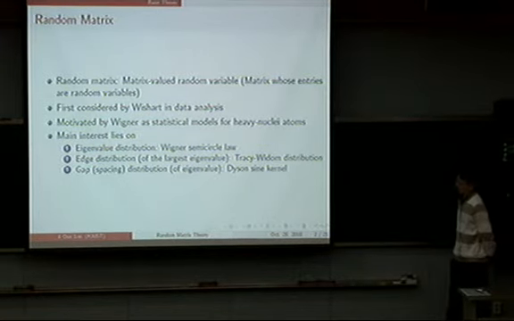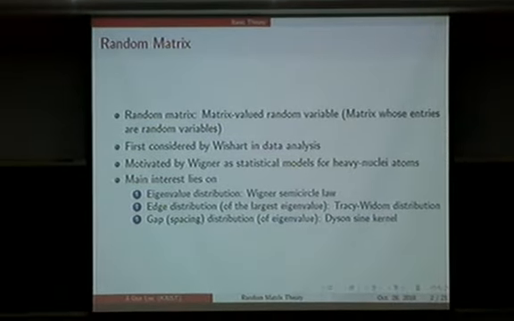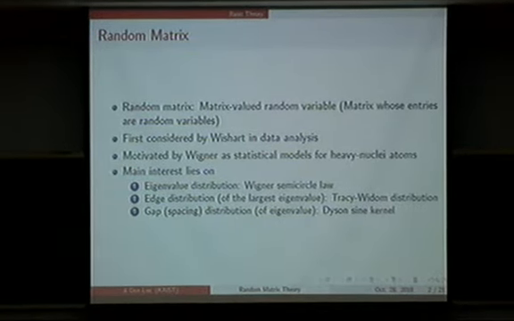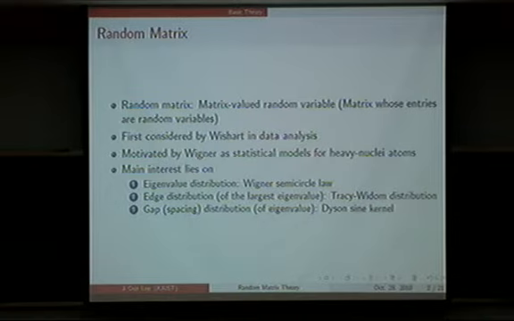So, let's begin with the definition. The random matrix is a matrix-valued random variable. In other words, it's a matrix whose entries are random variables. So the definition will be more clear in the next slide.